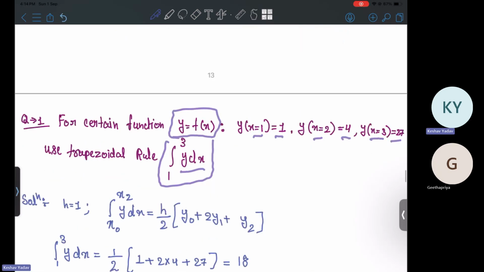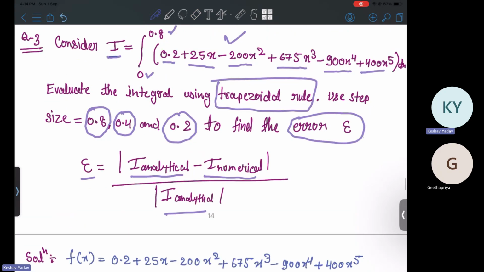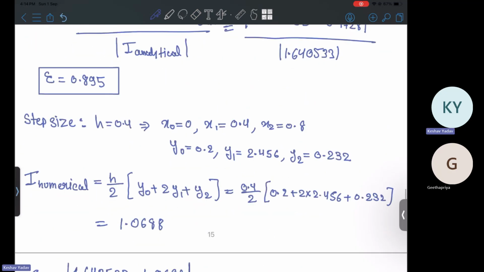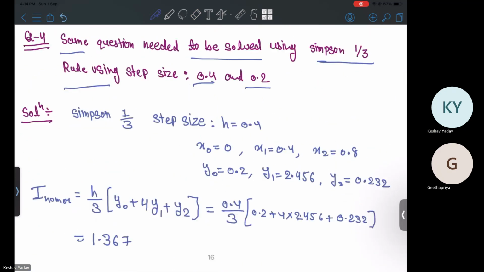Now the remaining part you try to solve at your home. Suppose I am using the trapezoidal method, but with step size 0.8 and step size 0.4. Similarly, for the Simpson 1/3 case, if we are using the step size as 0.4, then find out this error. Okay.